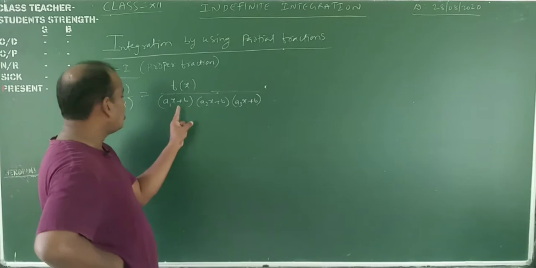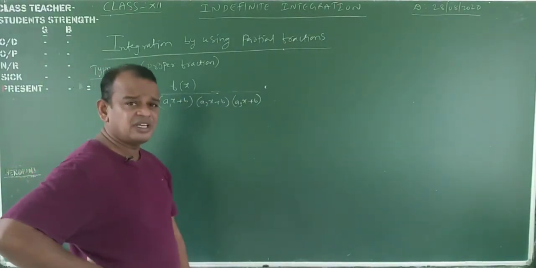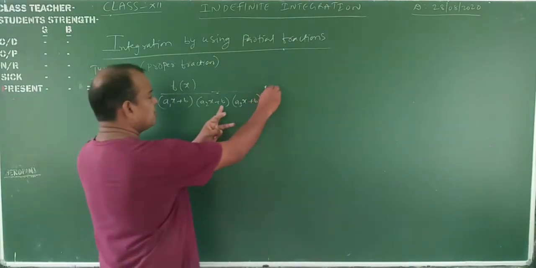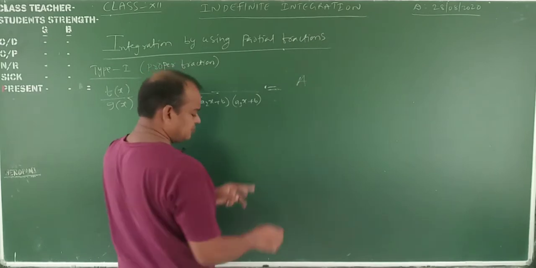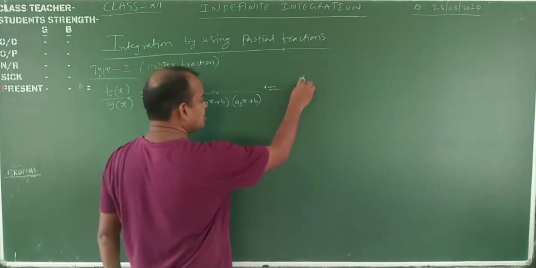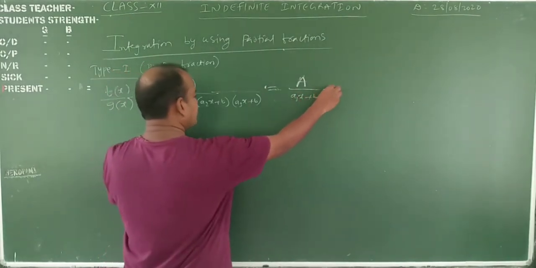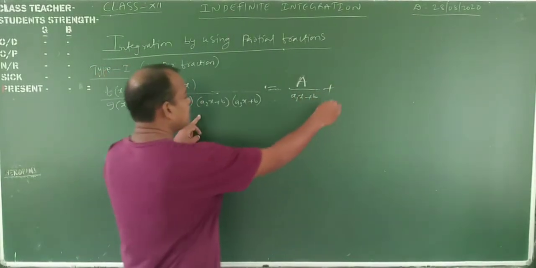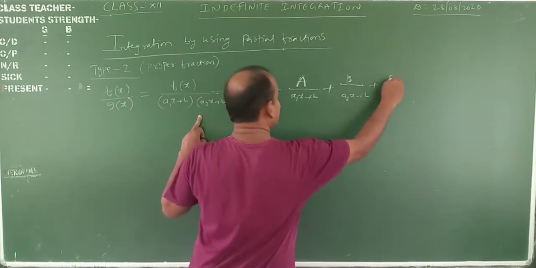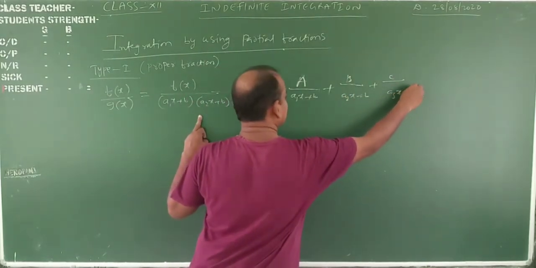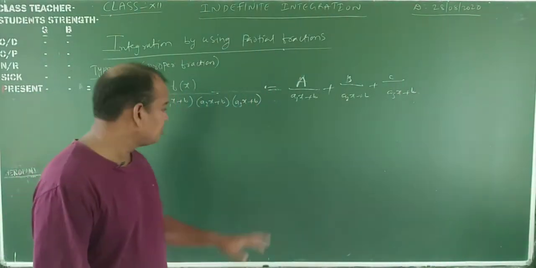Now, how many non-repeated linear factors are there? 3. That means we will take 3 constants. That is equal to partial fractions: A by the first linear factor a1x + b, plus B by a2x + b, plus C by a3x + b. Okay, my dear students, understood? I hope so.